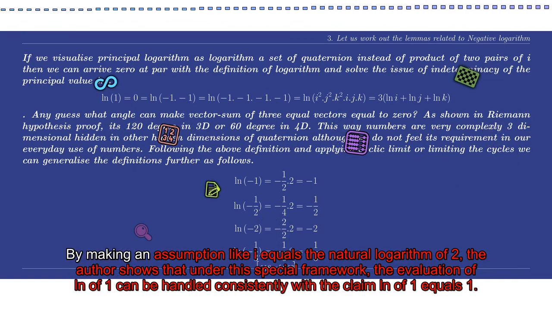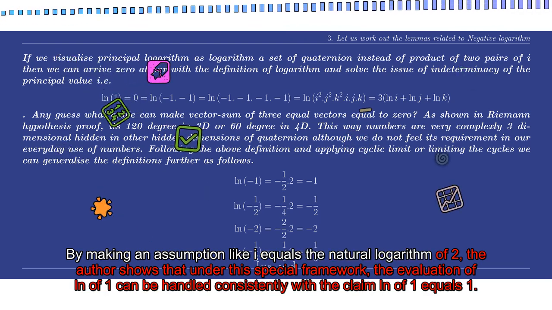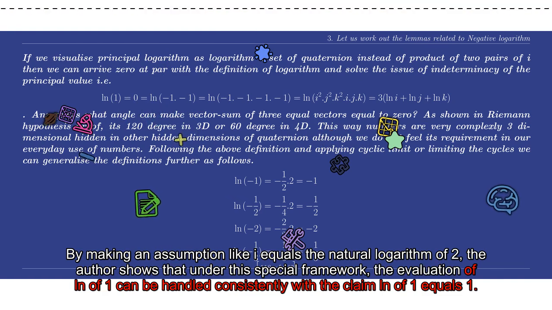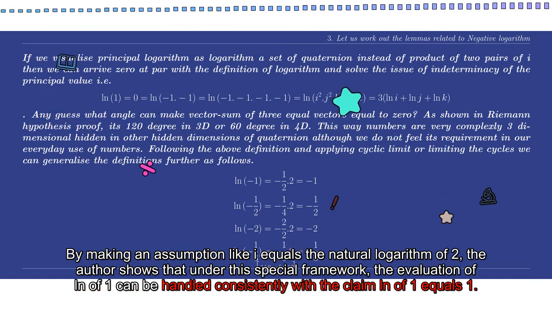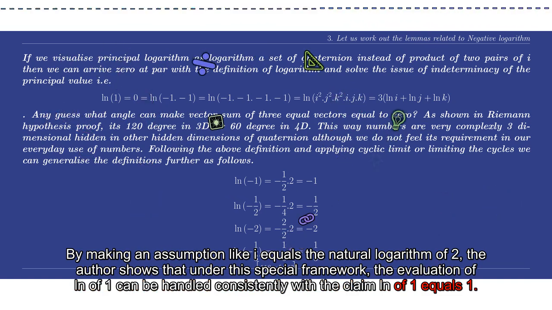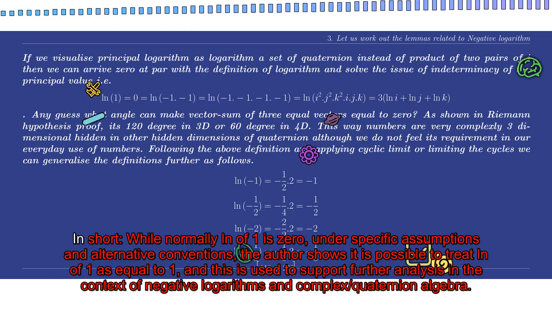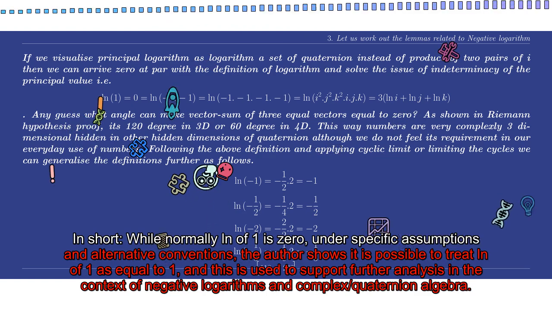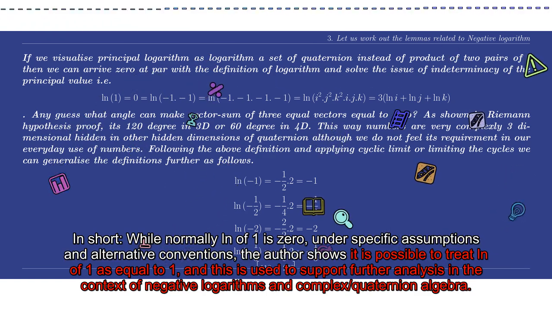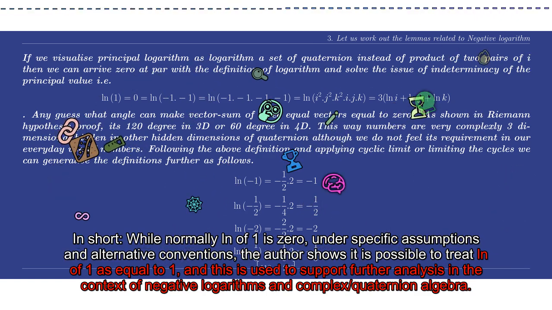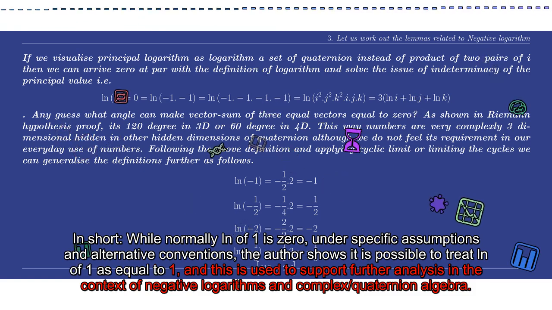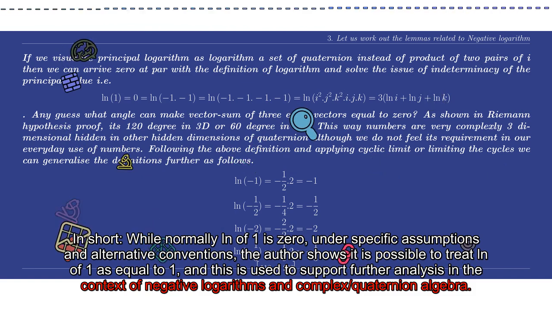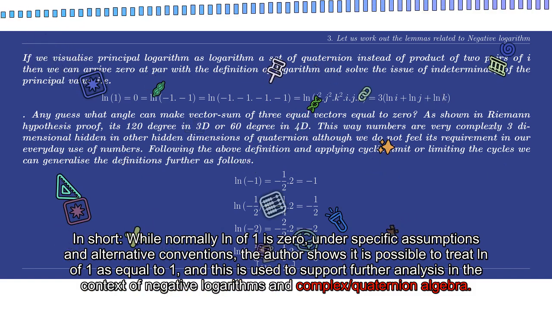By making an assumption like i equals the natural logarithm of 2, the author shows that under this special framework, the evaluation of ln of 1 can be handled consistently with the claim ln of 1 equals 1. In short, while normally ln of 1 is 0, under specific assumptions and alternative conventions, the author shows it is possible to treat ln of 1 as equal to 1, and this is used to support further analysis in the context of negative logarithms and complex/quaternion algebra.